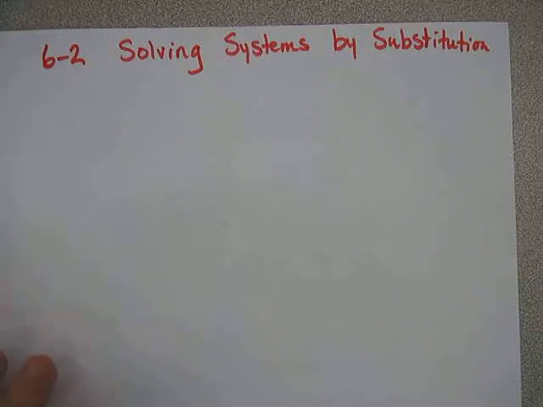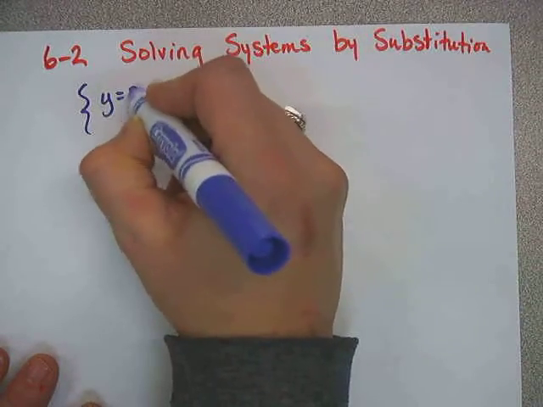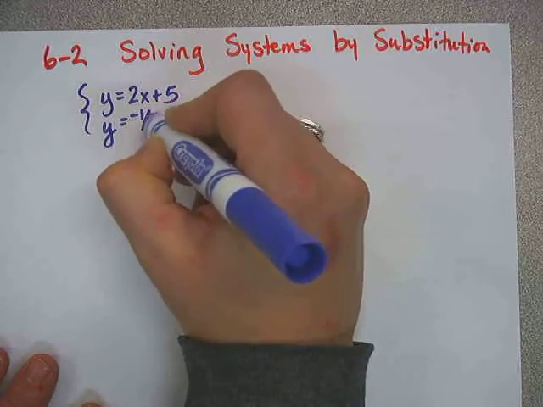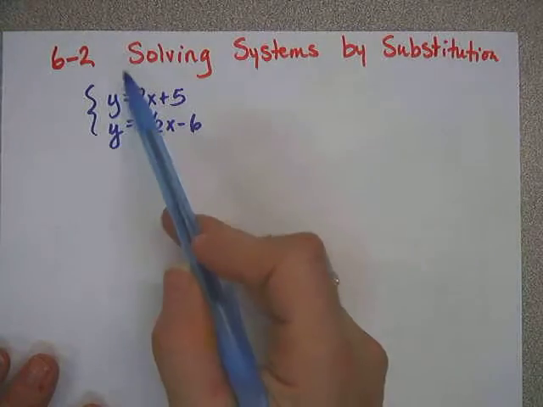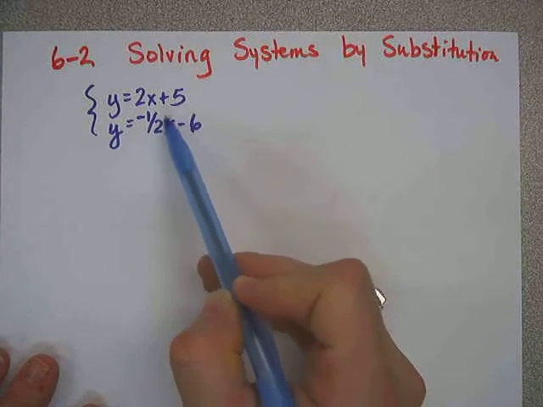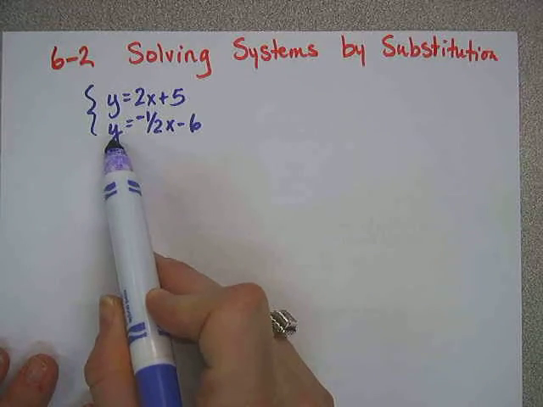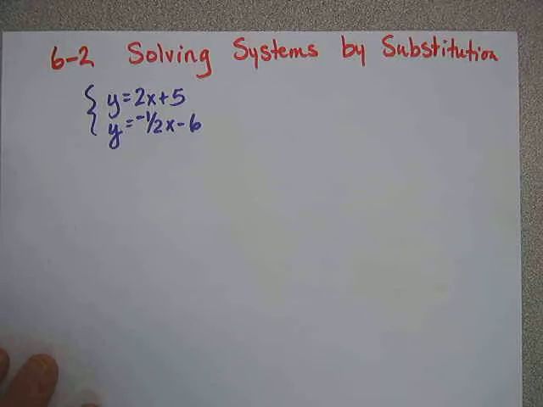But before we get started, I just want to review what it means to solve a system. And I'm just going to make up two random linear equations. And if we were to solve this system, what it's really meaning is to find the ordered pair, the x and the y value, that would make both of these equations true at the same time.